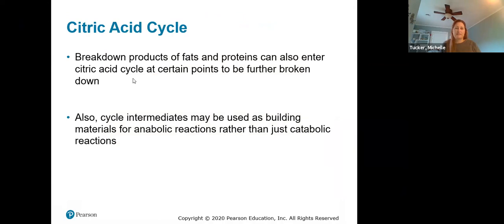Breakdown products of fats and proteins can also enter the citric acid cycle. We'll talk about those when we get to fats and proteins. Also, cycle intermediates can be used as building materials for anabolic reactions rather than just catabolic reactions. So the citric acid cycle is this central oxidation, but also for other pathways to feed in and for it to also spit off to anabolic pathways. So it's just the central hub that keeps going.